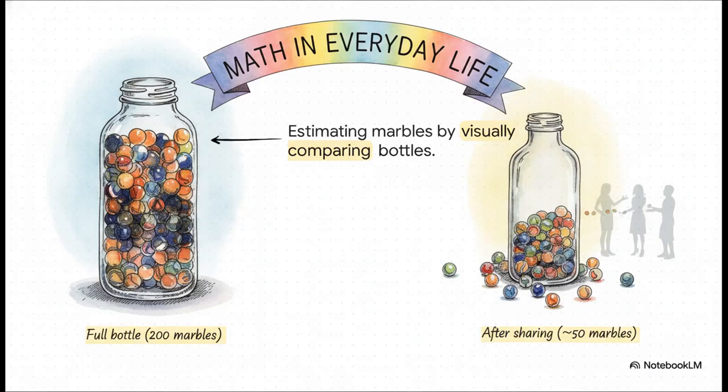Check this out. On the left, we have a full bottle containing exactly 200 marbles. On the right, we see that exact same bottle after someone named Nimel gave most of his marbles away to his friends. Now, we absolutely do not have the time to sit there and count the remaining marbles one by one. But by just visually estimating, we can see the bottle on the right is only about a quarter or maybe a fifth full. So we can confidently estimate that he gave away somewhere around 150 to 160 marbles just by comparing the physical volume. It's such a quick, efficient mental shortcut.